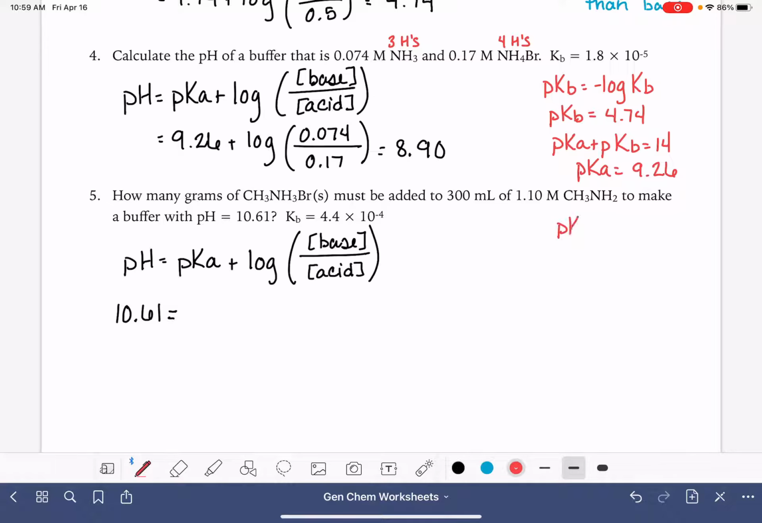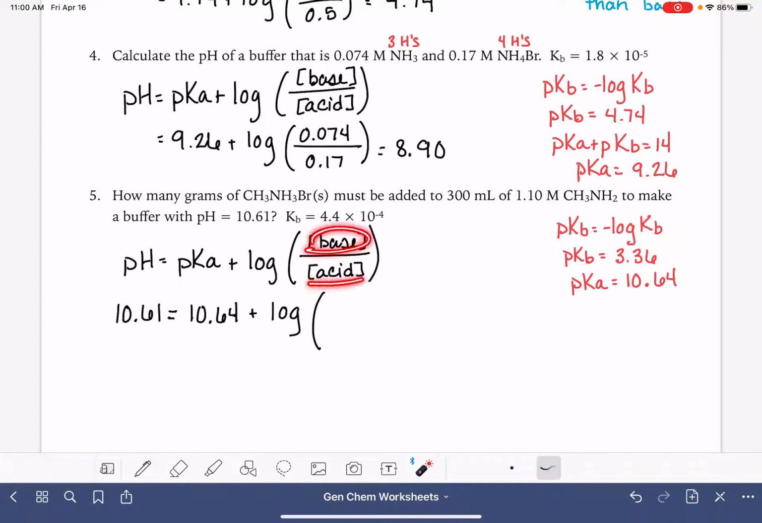I'm going to start by taking my pKb. That is going to be the negative log of the Kb. The pKb is negative log of 4.4 times 10 to the minus 4, 3.36. And then from there, I'm going to get my pKa, which is going to be 10.64. And I'll plug that pKa in, 10.64. So now we're getting over to the trickier part of the problem.